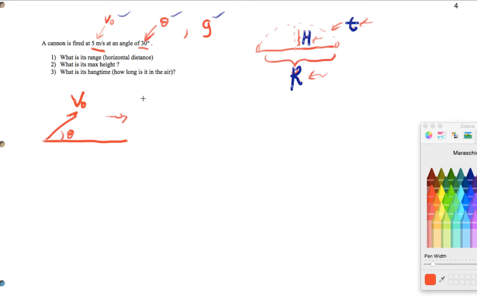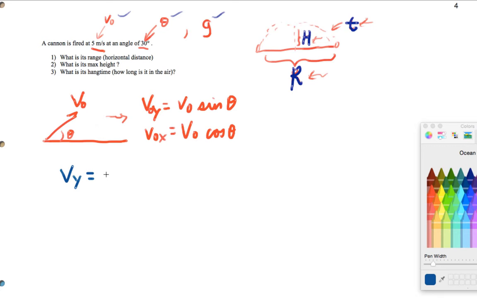So v naught y is going to be v naught times the sine of theta, and this is the initial, and v naught x is going to be v naught times the cosine of theta. Now, the hang time only depends on my time in the air. So I have a formula I can use, which is Vy equals AT plus V initial y.